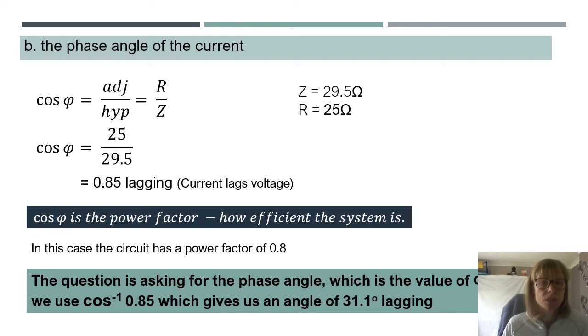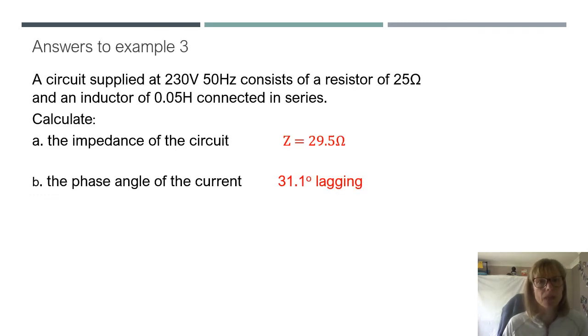And the question was asking us for the phase angle. So we needed to find this letter phi. And we do that by using our cos to the -1 button. So we do cos to the -1 of 0.85, which gives us an angle of 31.1 degrees lagging. Okay, it's a lagging phase angle. And that was just a straightforward calculation using the cos to the -1 button on your calculator. Okay, so there are two answers.